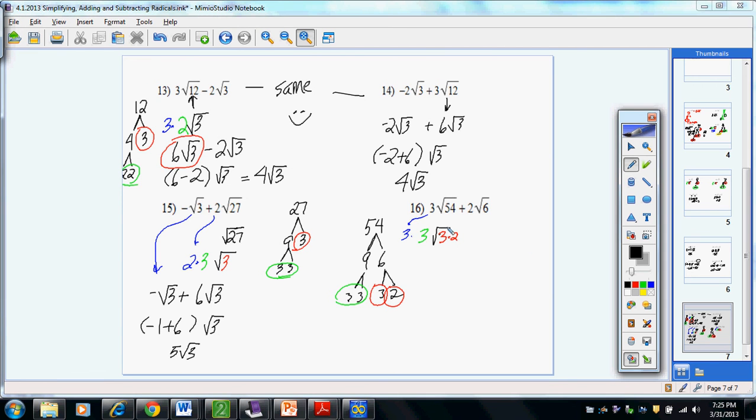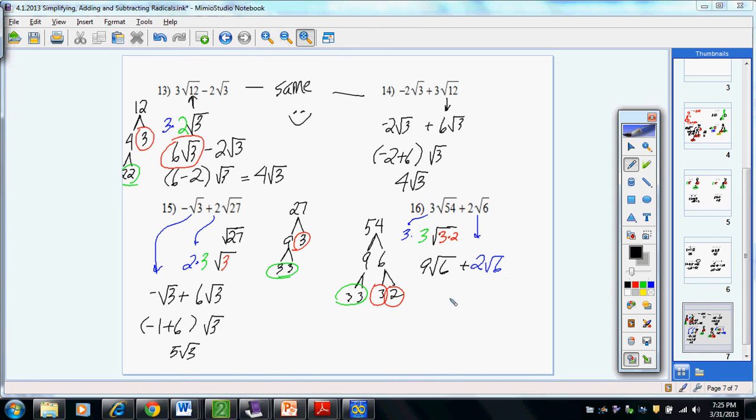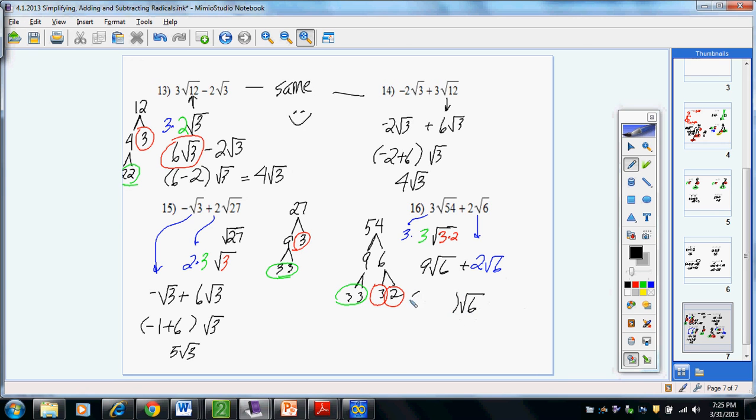Let's just give ourselves enough room. And so 3 times 3 is 9. 3 times 2 is 6. And then, of course, we have the 2 square root 6 here. We're going to factor out the square root 6, and we're left with a 9 plus 2, which is going to equal 11 square root 6.